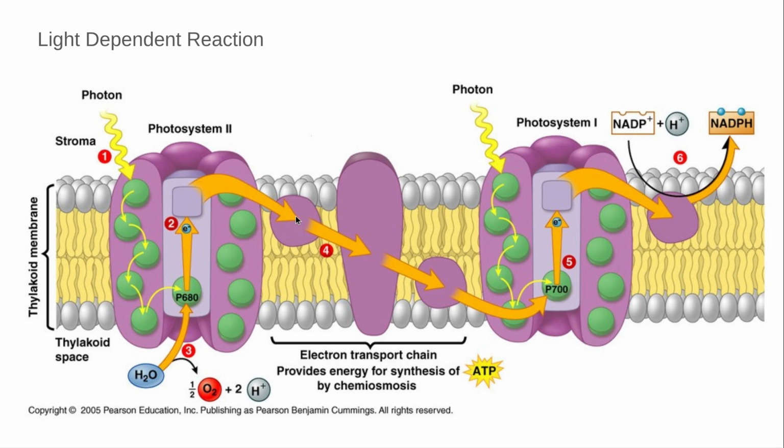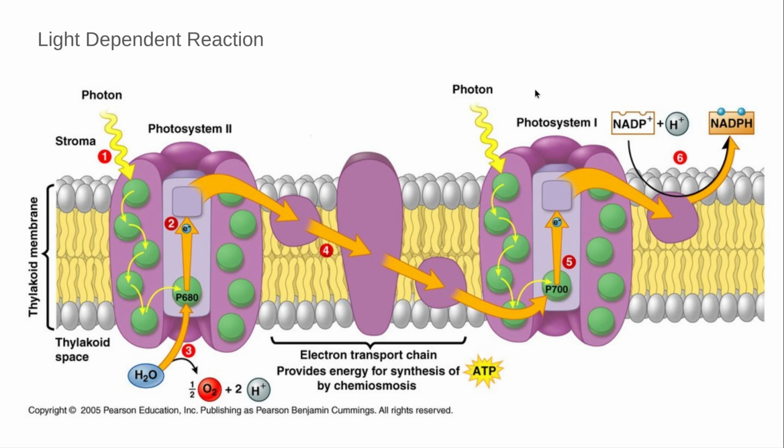You don't need to remember these names, but it's going to be carried on to a complex called cytochrome B6 and F. Cytochrome BF. Just remember this as the cytochrome complex. And from there, the energy is going to be carried into the next complex called photosystem 1.